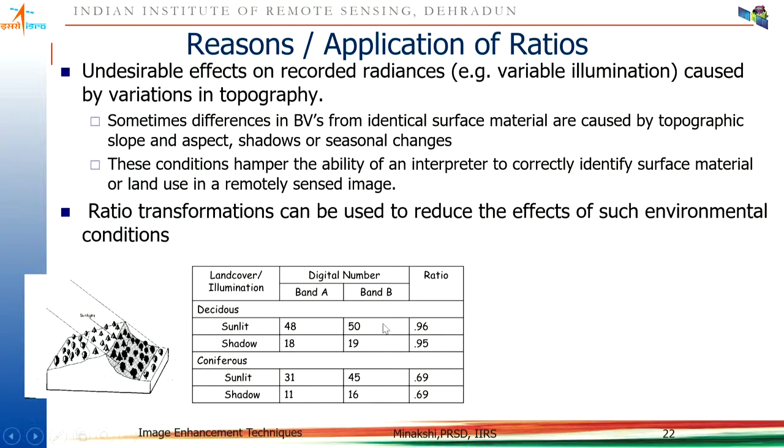But when you take the ratio of one band over the other, the ratio values are nearly identical, and in the ratioed image you may interpret that these are not two different objects, but the same object. So this is the reason: different topographic and illumination conditions hamper your ability to identify similar surface materials. So ratioing can be done to remove the effect of such environmental conditions.